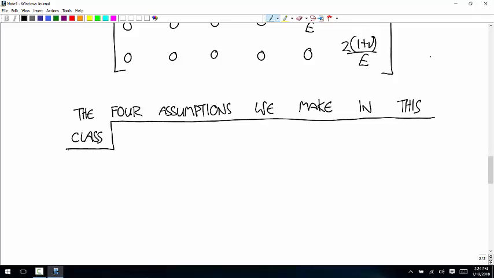And I guarantee this is going to be on a quiz. So pay attention to this one. First, small material deformations.